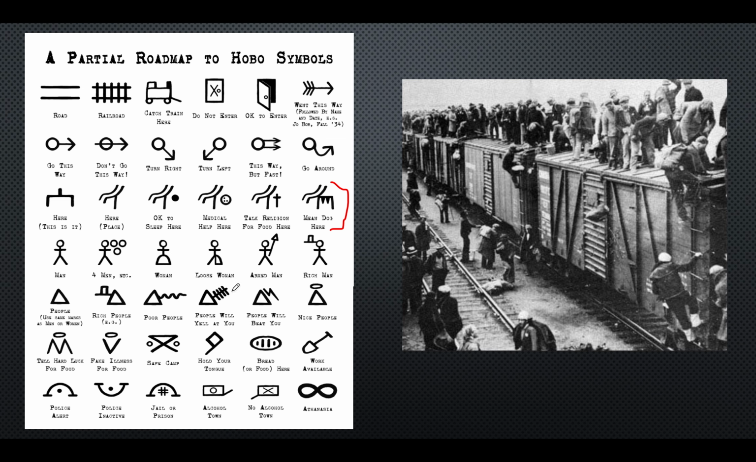Like armed man, loose woman, foreman, rich people, poor people, people who will yell at you, people who will beat you, nice people, work available, hold your tongue, so don't go messing around with people, stuff like that. So this is basically how a lot of those migrants survived on the way to wherever they were going. But a lot of the hobos just lived on the railroads.